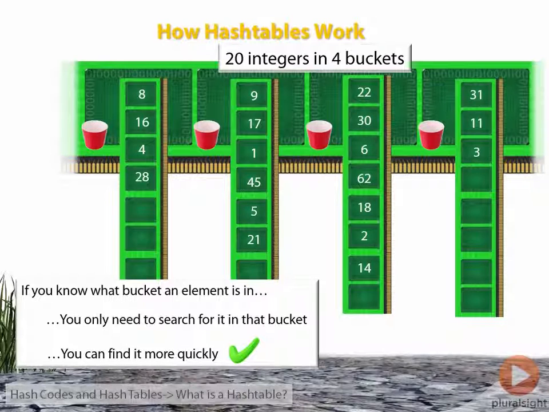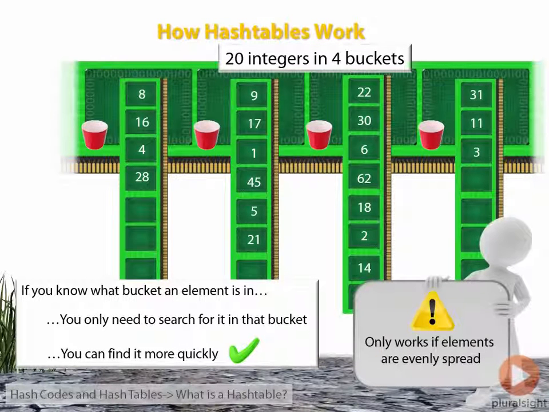But notice this idea will only work if the elements are spread reasonably evenly amongst all the buckets. If almost all the elements get put into the same bucket, then there's no advantage to a hash table, and the collection will probably perform poorly.